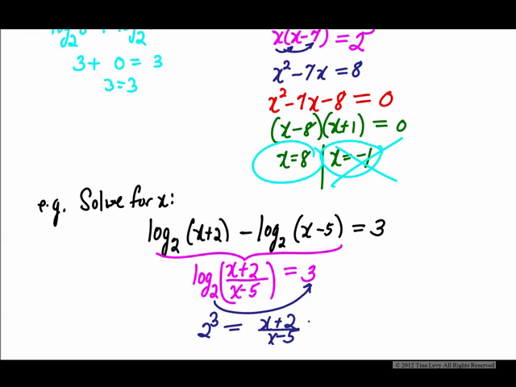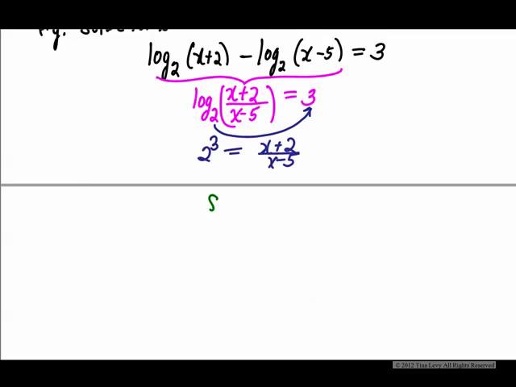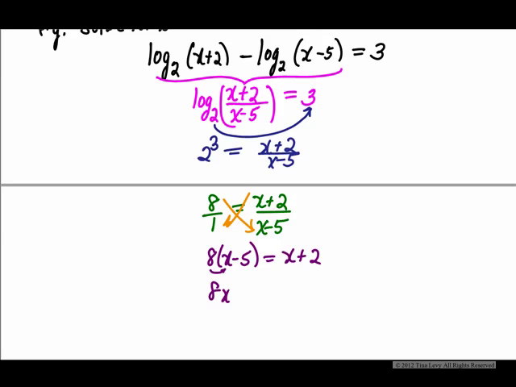And we'll go on to the next page to finish. This is 8, but I'm going to write it as 8 over 1. 2 cubed is 8, equals x plus 2 over x minus 5. Now we just need to cross multiply. We get 8 times x minus 5 is x plus 2 times 1. And now we distribute the 8 through. 8x minus 40 is x plus 2.